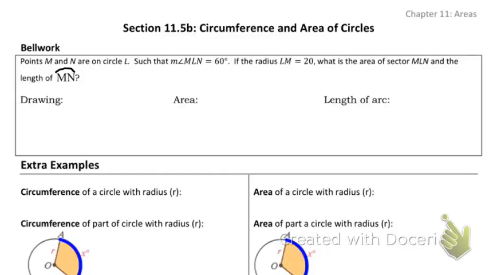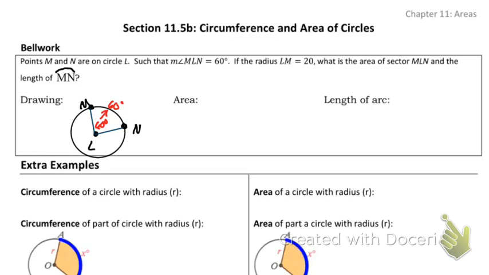Well, it says M and N are on circle L, so we'll put M and N on circle L. Here's M, there's N, and there's L, because the circle L, L must be in the middle. It says that the angle MLN is 60 degrees. As soon as I see that 60 degrees, I'm going to say that this is also 60 degrees because it's a central angle.